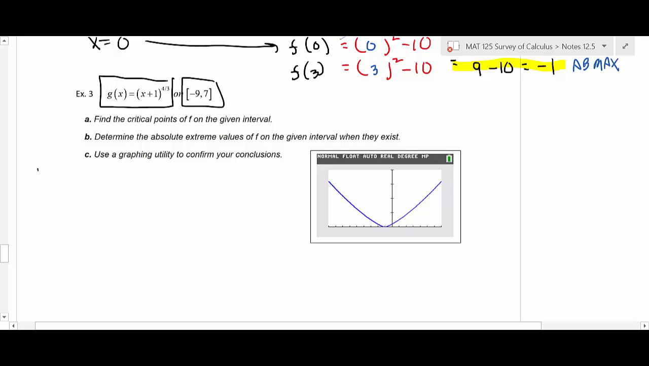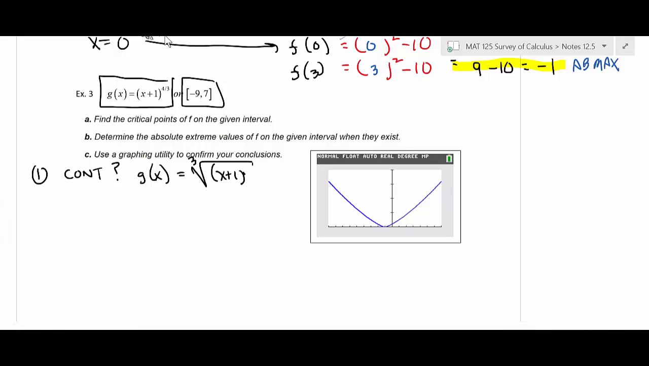The first thing you have to ask yourself is, is this function continuous? Well, if you have a 4/3 power, it's really saying that g of x is equal to the third root of x plus 1, to the fourth power. Let me fix that. Let's say you don't have a calculator. If you look at my graph, it's clearly continuous. But here's what I want to see if you understand. Can you take a cube root of any number? Or are there numbers that you can't take cube roots of?